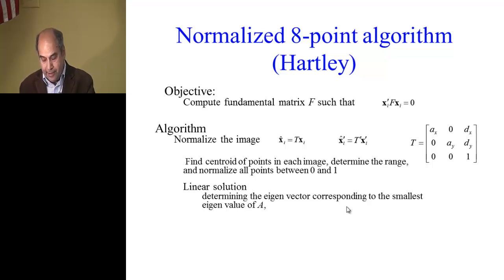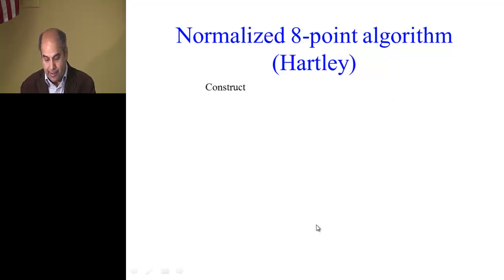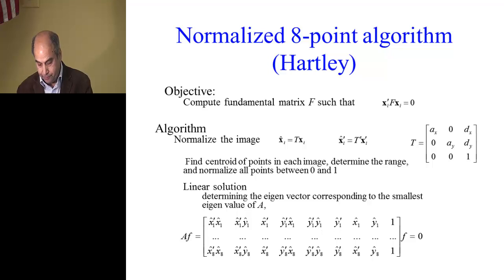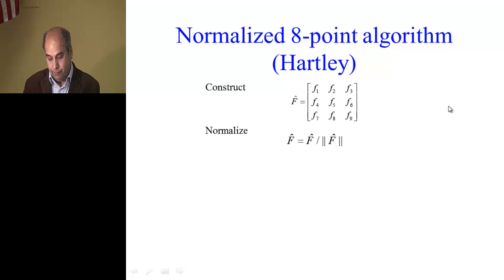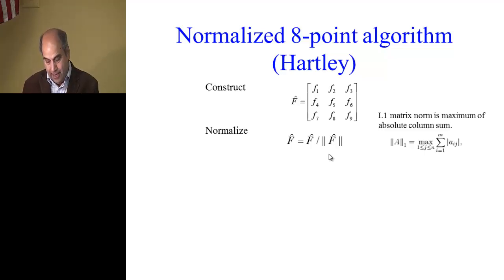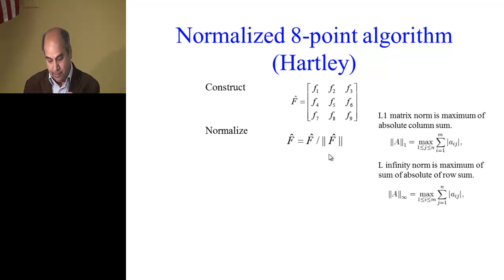So with this one, you will find this F vector, but we are not done yet. Now when you get the F vector, which has the 9 unknowns, we are going to take that and make a matrix out of that, because that's what it was. And then we will normalize it. That's where we need to use this norm. So this is a norm, which means we'll find the norm and divide each element in this matrix by the norm. And we can use L infinity norm, L1 norm, and so on.